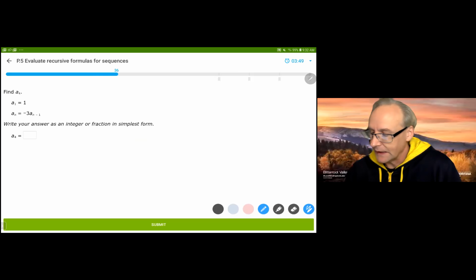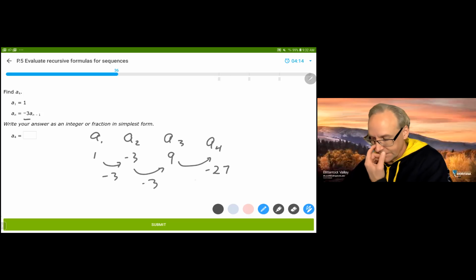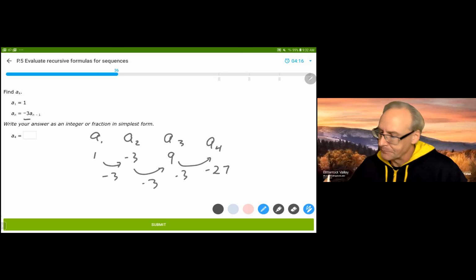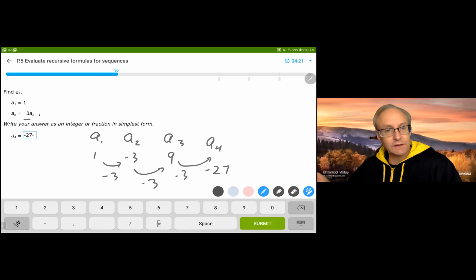Now we're going to take A1 is 1. Oh, we have to go all the way to A4 this time. And A2 is going to be multiplied by -3. So we're going to multiply by -3. We're going to get -3. A3 is then +9. And A4 is -27. Sorry, I'm multiplying by -3, so I get -27. This is just a geometric series where we're multiplying by -3 each time.